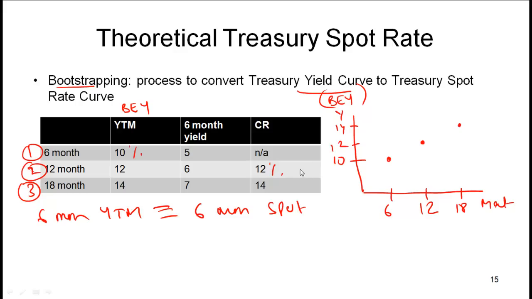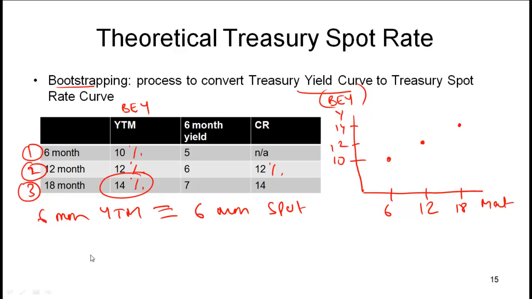And the overall yield to maturity, which considers the intermediate cash flow or the coupon, is 12%. The spot rate isn't necessarily 12%. So in this exercise, we are going to try and figure out the 12-month spot rate. Similarly, this 14% over here is a yield for holding the 18-month bond to maturity. And here again, when we hold the 18-month bond to maturity, we are going to get coupon payments in between.